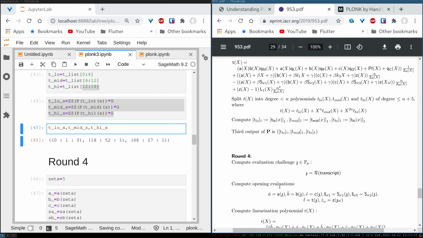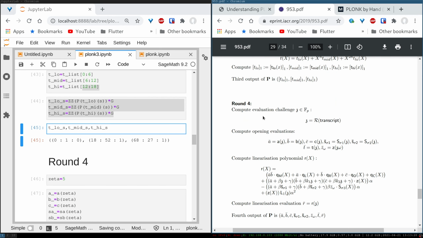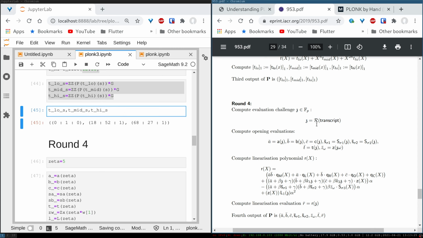Okay. Round 4 is the evaluation challenge, zeta. So zeta, again, you get a random value. Well, that's not random. It has to be hashed by the transcript so that the prover cannot choose the value he wants. Otherwise he can cheat. So normally this value is given by the verifier. But since it's non-interactive, the prover has to pick the value that he cannot predict.